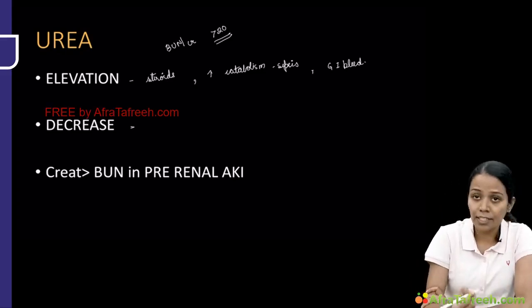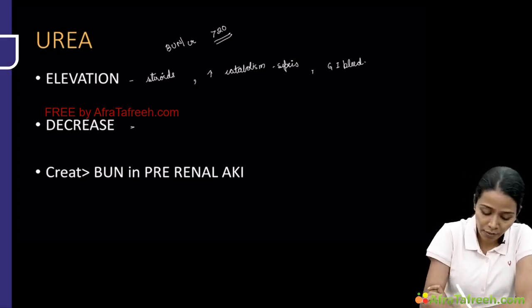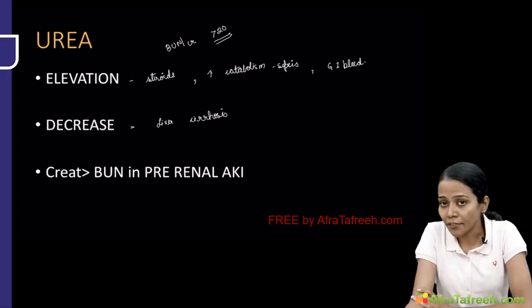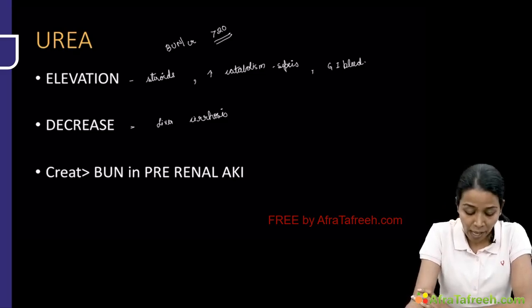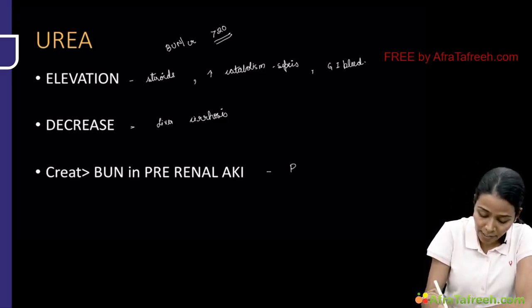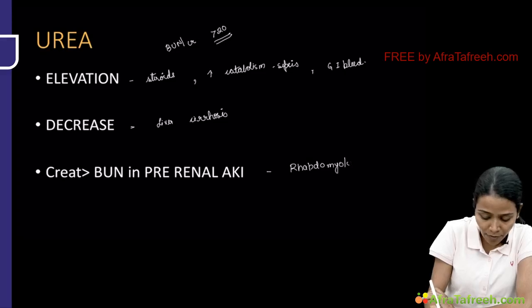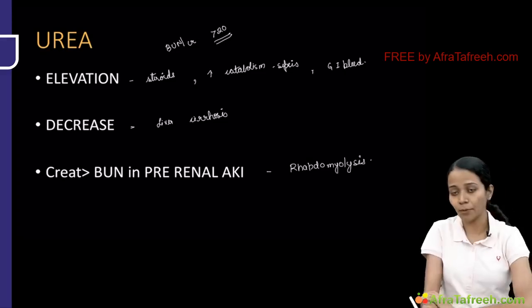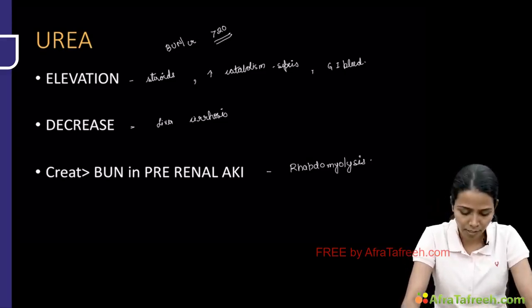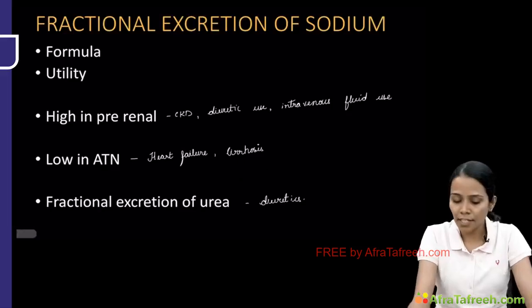Then urea can decrease. For example, we know urea is produced in the liver. So if the patient has liver cirrhosis, then you can expect not to find the urea elevation despite renal failure. And creatinine will be more than urea in prerenal AKI when there is rhabdomyolysis, because creatinine is generated from the muscle. So when the muscle breaks down, creatinine is going to be more than urea. So that is seen in rhabdomyolysis. Okay. Next, fractional excretion of sodium.